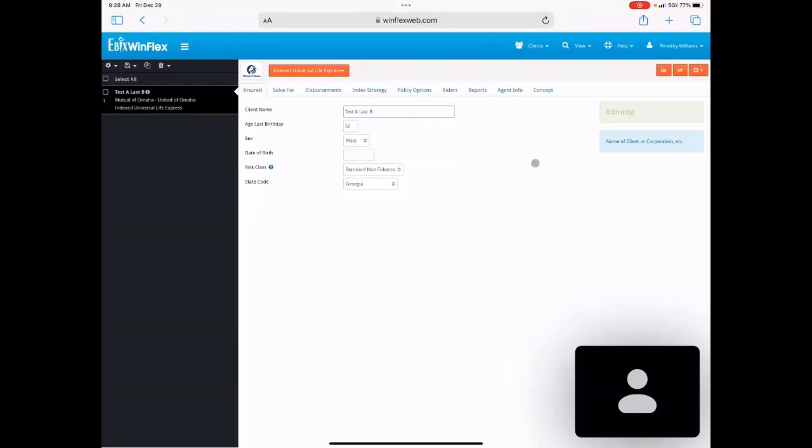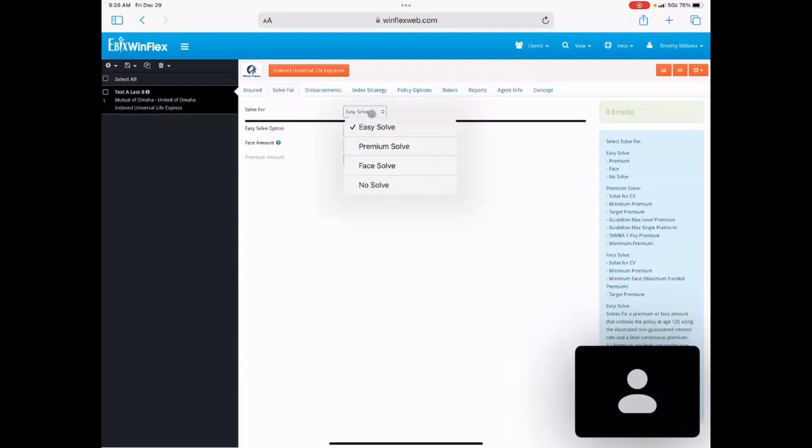So now what I'm going to do is go through basically what the components are. Different companies use different software, but it's all pretty much the same principal information. So you're just going to put in the client's information, how old they are or their date of birth, their gender, and then what class you're looking at, and then the state you're in.